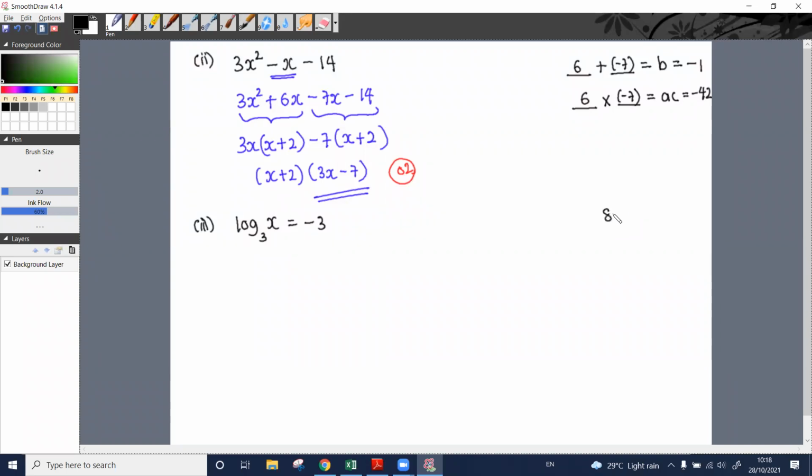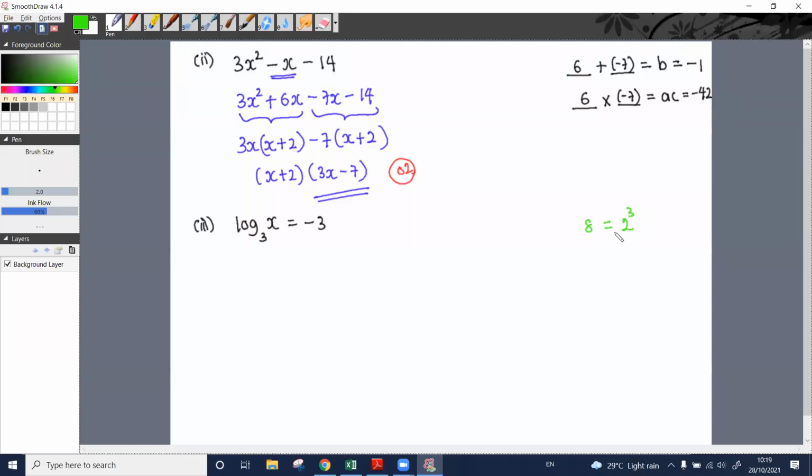8 can be expressed as how? If we need to present it as a power of 2, how can we present that? 8 equals 2 to the power 3. 2 squared is 4, and 2 cubed is 8.